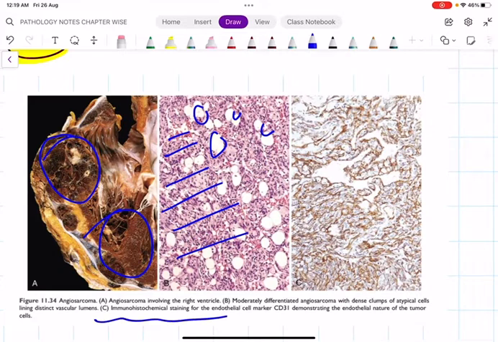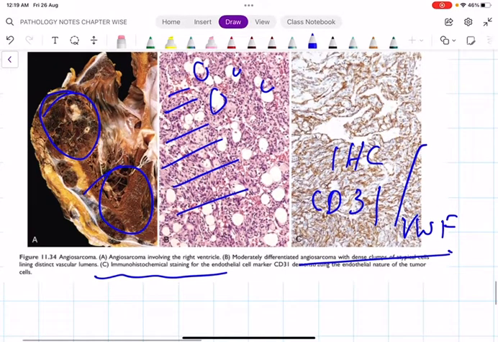And see, this is the IHC staining for CD31. Another marker is von Willebrand factor, VWF. You can see dense clumps of atypical cells with vascular lumens, and see, these are the lumens of the vessels. You can still see the lumens of the vessels, whereas in poorly differentiated you can't even see any vascular lumen.